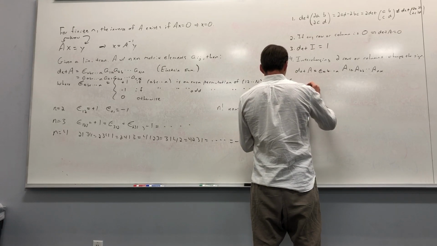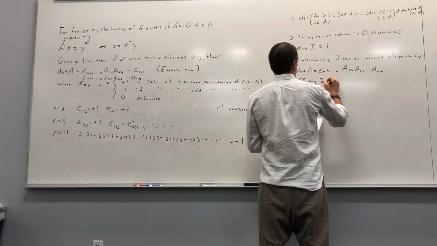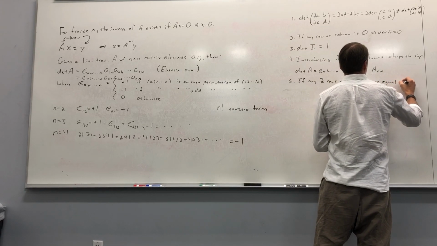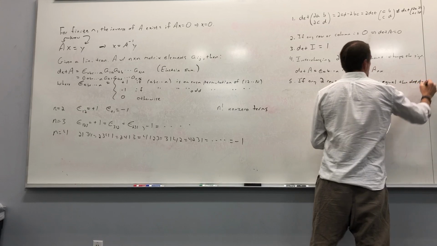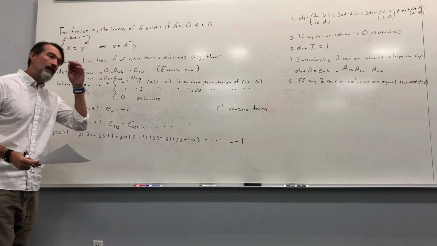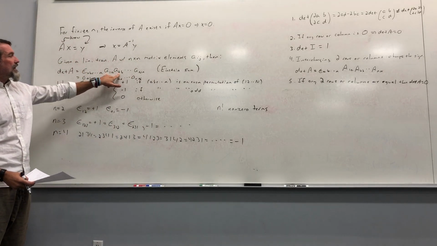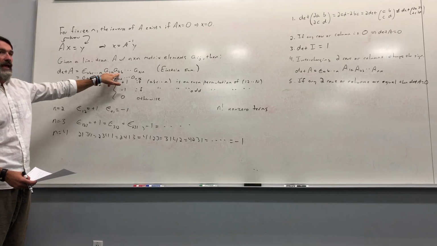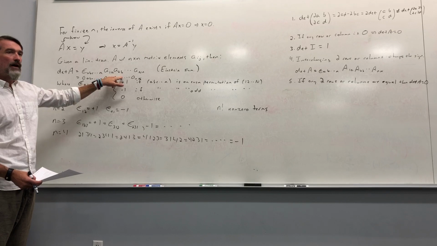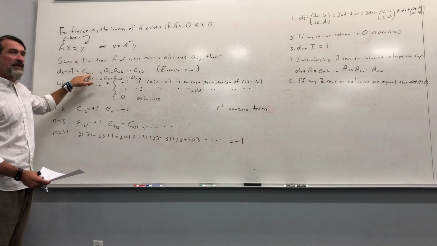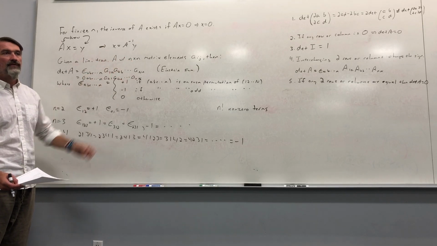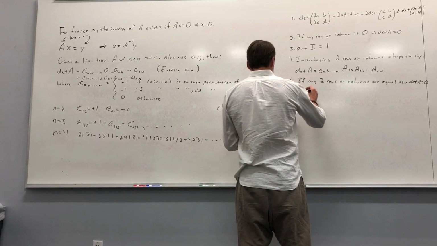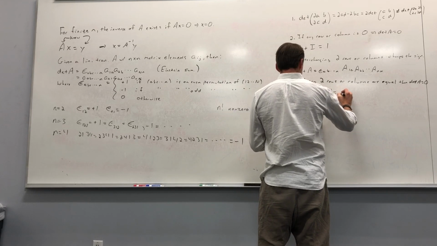5. If any 2 rows or columns are equal, then det A equals 0. Okay? That should be obvious, because if say I'm looking at equal rows, when I do the sum, I can interchange these 2, but it doesn't change anything because they have the same value. But I'm also interchanging these, which gives me a plus contribution and a negative contribution, which are going to cancel and give me 0. Okay? 6, if I take the determinant of the product of 2 matrices, that's the product of the determinants.